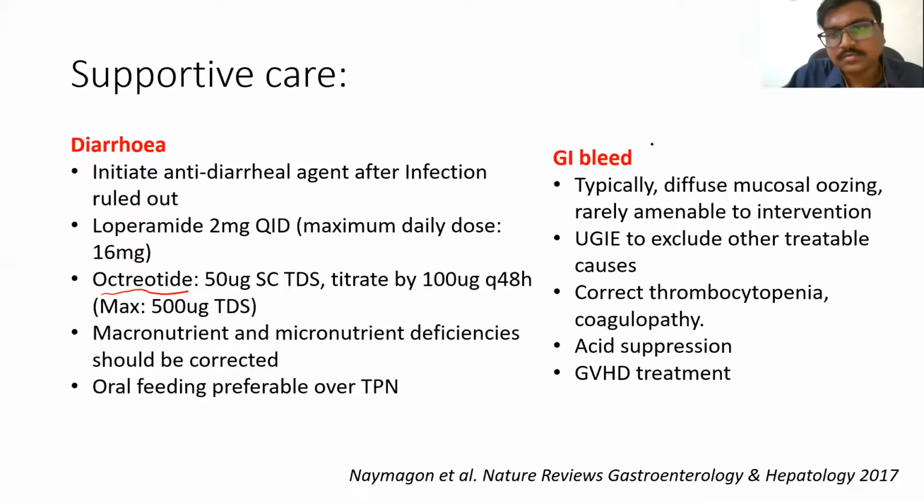GI bleed was found to be present only in 9% of the patients after stem cell transplant. Out of this, only 2% had significant GI bleed. Typically, it is a diffuse mucosal oozing, and it is because of the underlying thrombocytopenia and coagulopathy. However, we still have to do an endoscopy to exclude other treatable causes, and we treat them with steroids and acid suppression.